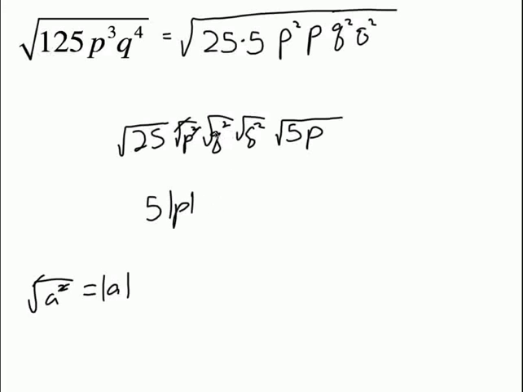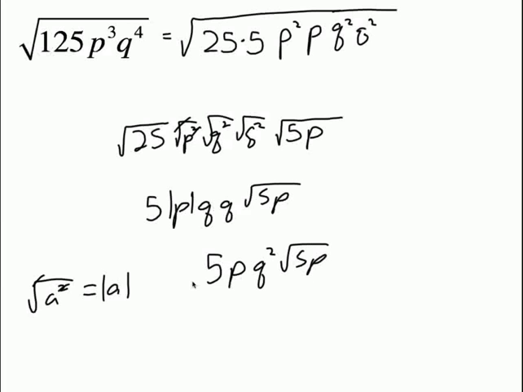And then this becomes q, and another q. Those are supposedly absolute value. And this is going to be 5p. So you end up getting 5p q squared square root of 5p.